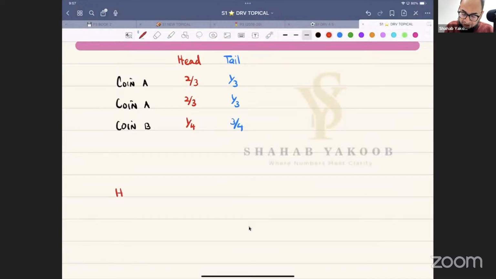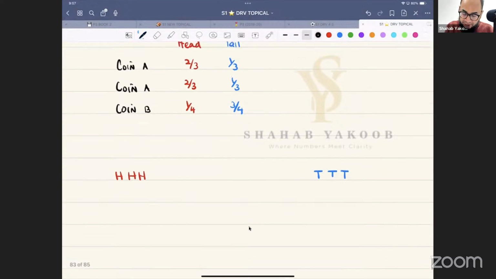First of all, let's work out what if I get 3 heads. That is the easiest thing. The next easiest thing is getting 3 tails. So let's get started with 3 heads. Probability of x equals 3 is 2/3 into 2/3 into 1/4. That is this and this and this. 3 into 3 is 9, 9 into 4 is 36, 2 into 2 is 4. So that's 4 over 36. Very simple.